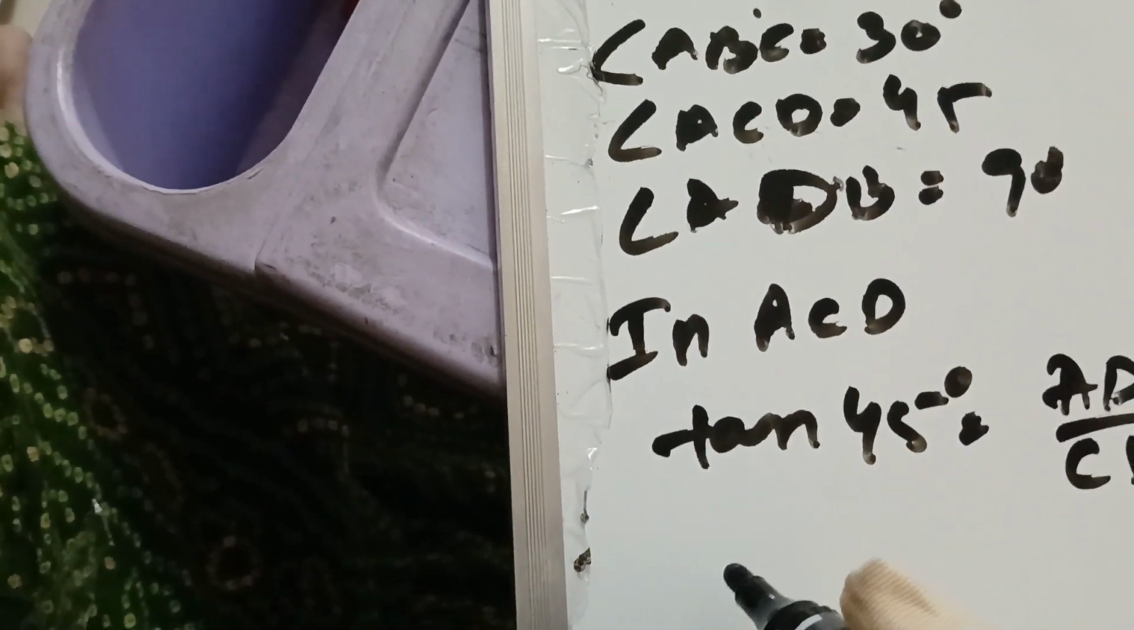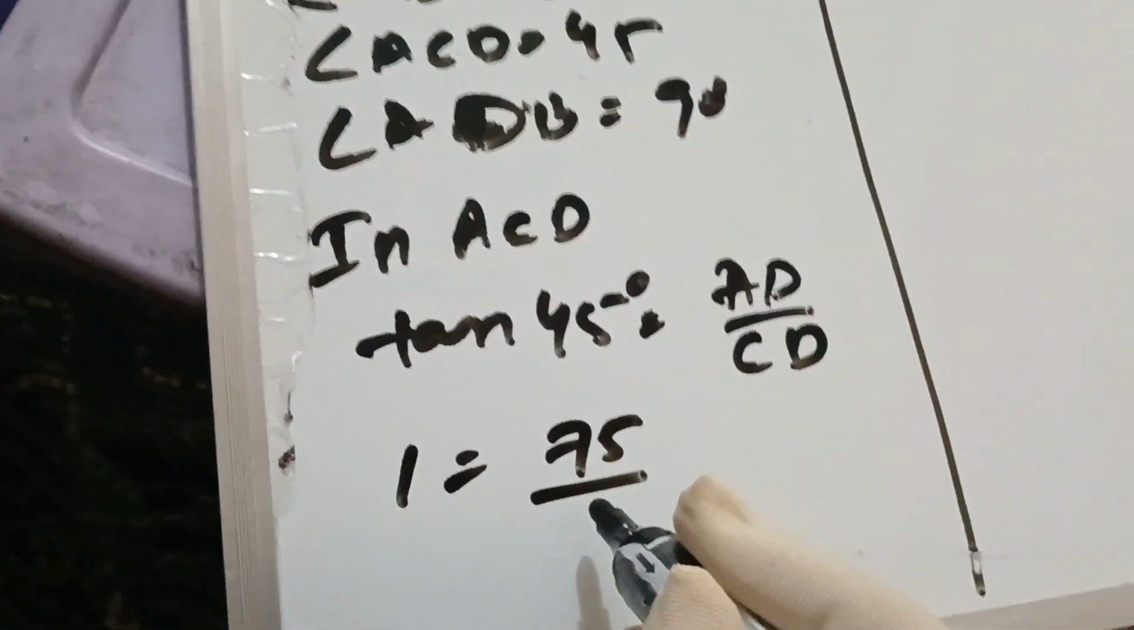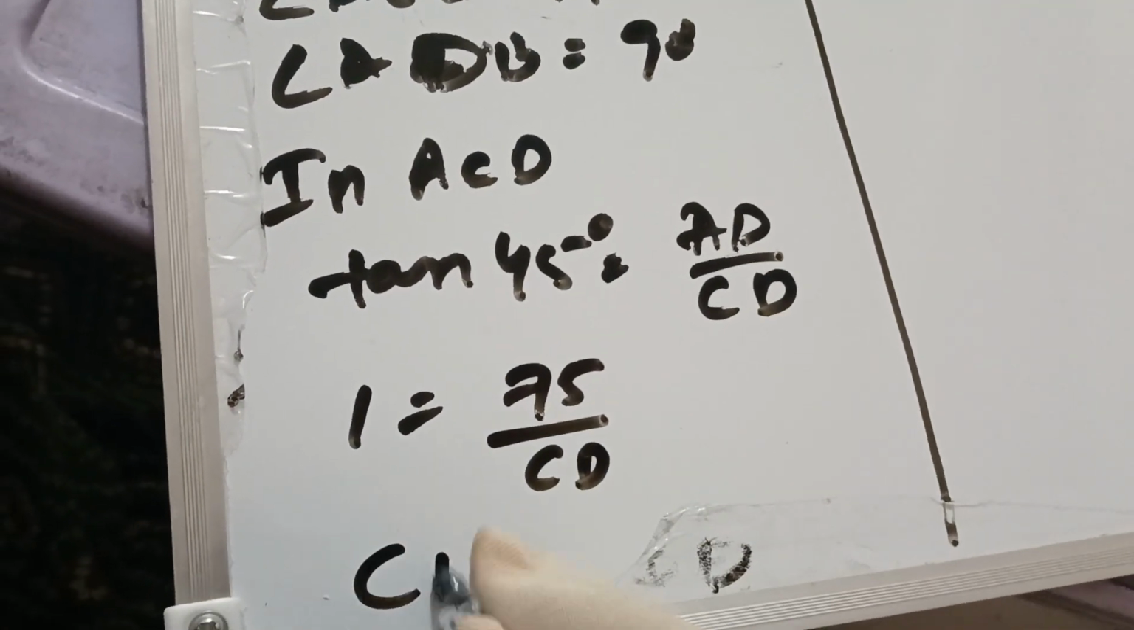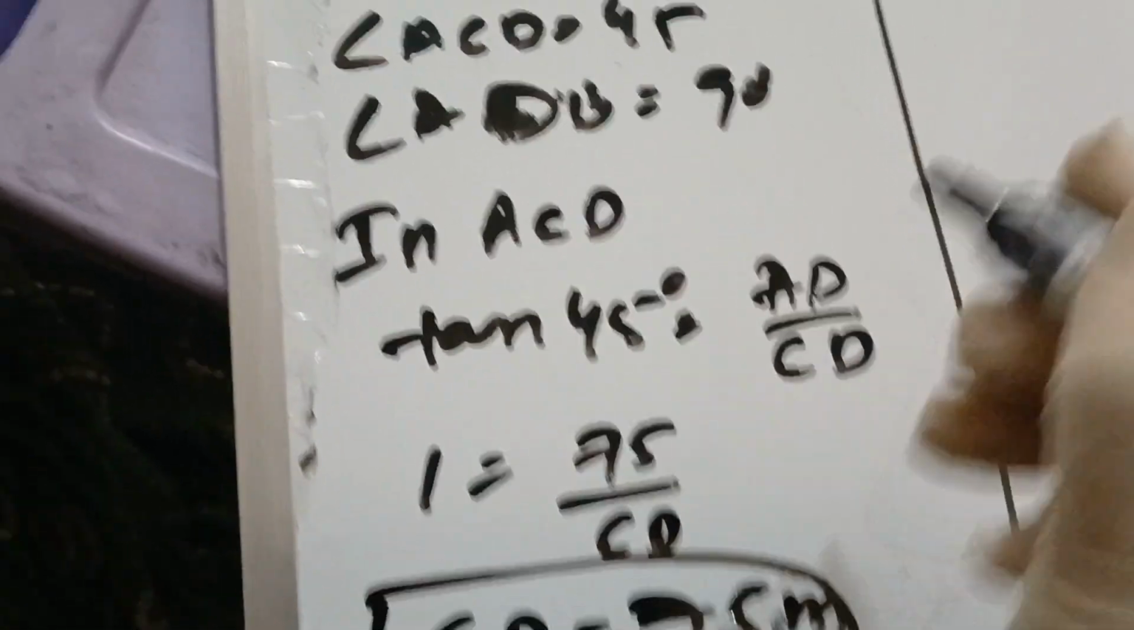If we substitute the values, tan 45 is 1, and we know that the AD value is 75. So we will write 75 by CD. So CD is equal to 75 meters. So we got the CD value as 75 meters.